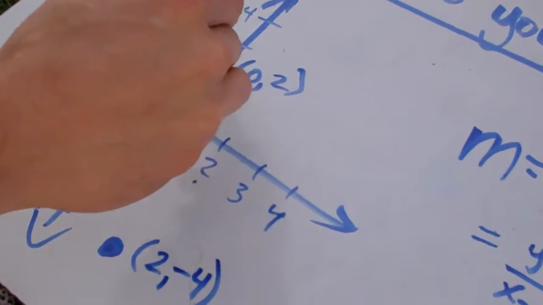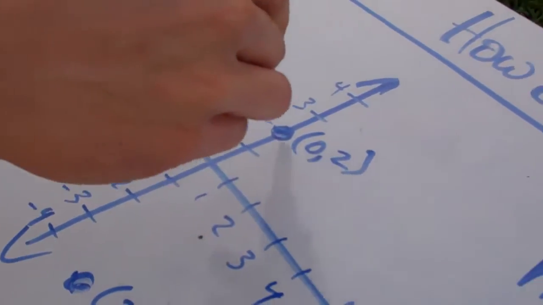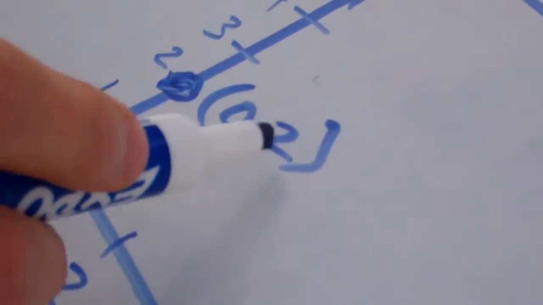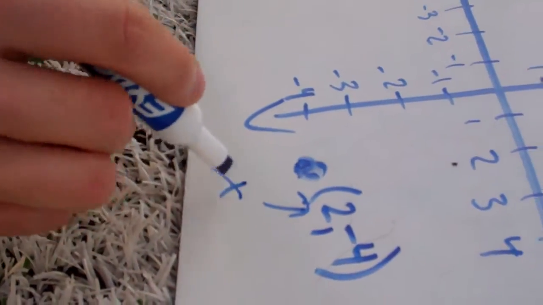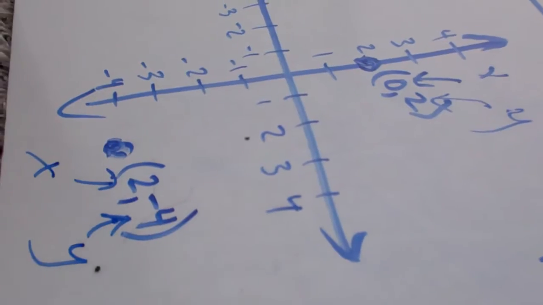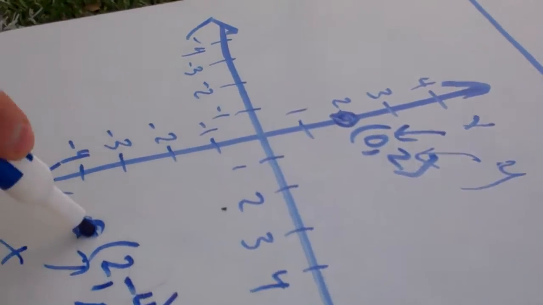Well, sometimes we're given a graph. Maybe there's 2 points on the line right here. I've got a point right here at 0, 2. The number that goes first is always going to be your x value, and the number that goes next is always going to be your y. I've got another point down here. Here's my x, and here's my y. So this point is 2 over in the positive direction, 4 down in the negative direction.